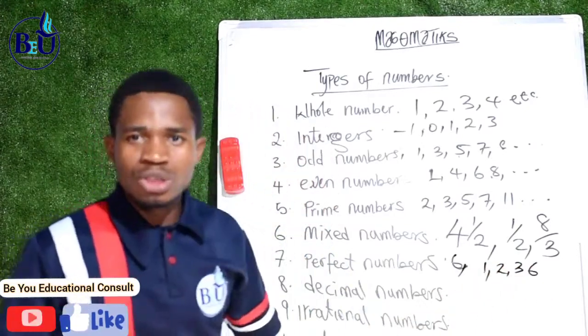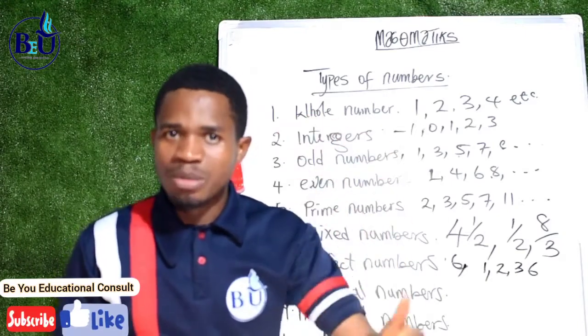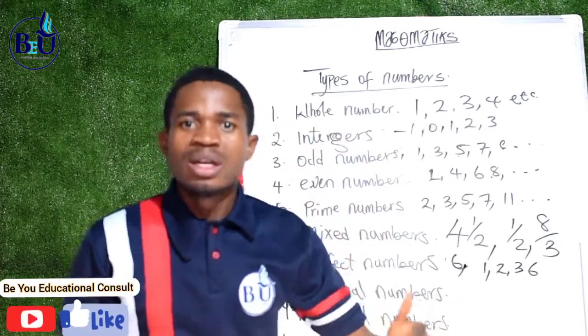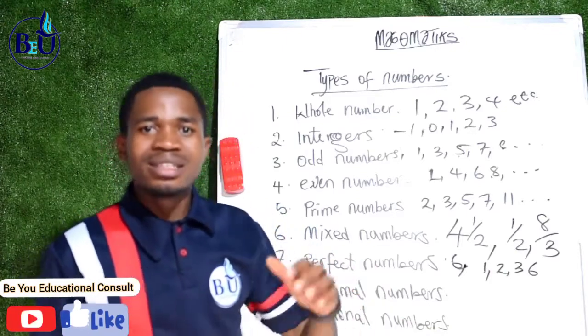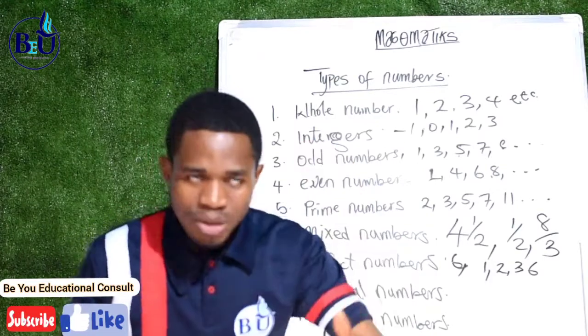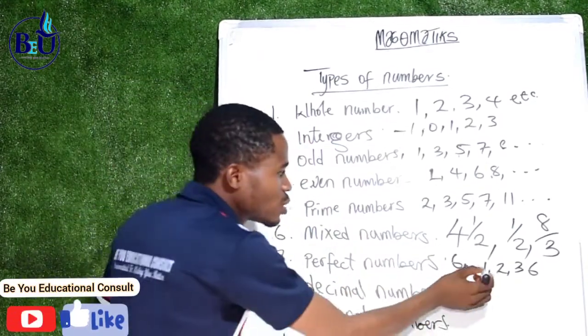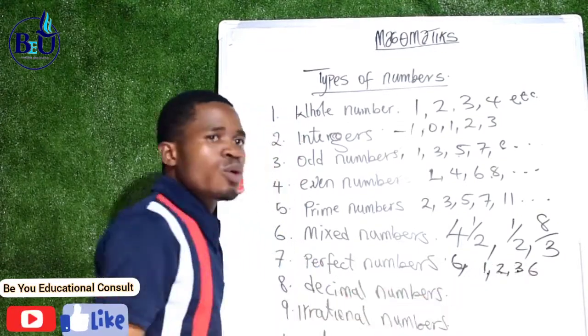What I mean by factors is numbers that can divide that number exactly. A factor is all the numbers that can divide another number without a remainder. We say that is a factor. For example, if you look at 6, these are the factors of 6: 1, 2, 3, and 6.